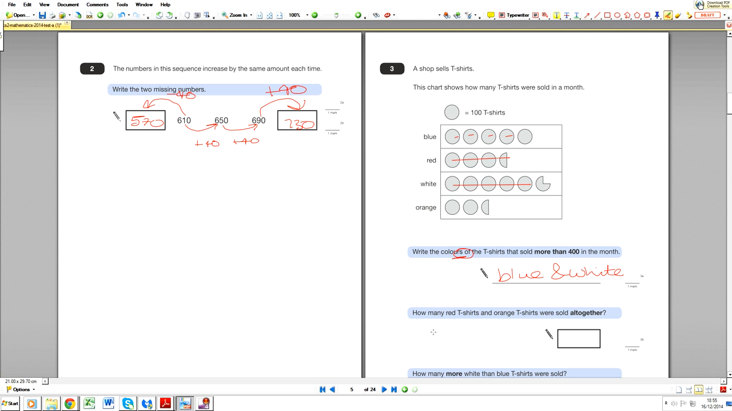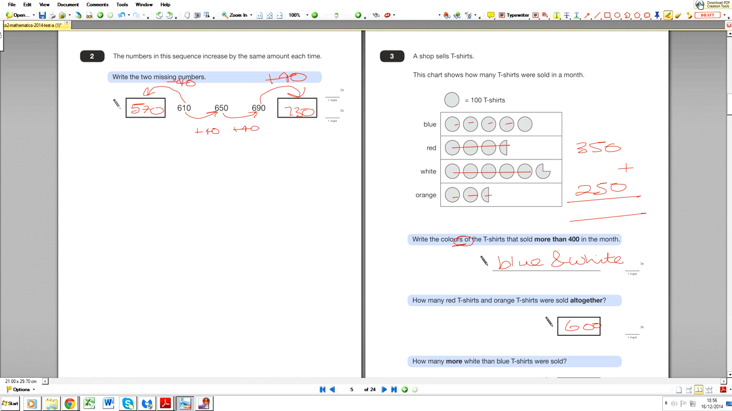How many red t-shirts and orange t-shirts were sold all together? Hang on a second, Mr. Kamal. We're not here just for you shouting answers, please. Can you stop shouting answers? So we have 100, 200, 300 and 350 is for the red. And orange is 100, 200 and 250. So if we add them up, 350 add 250 will give us an answer of 600. Okay, 600. Are we happy with 600, folks? Yeah. Lovely.